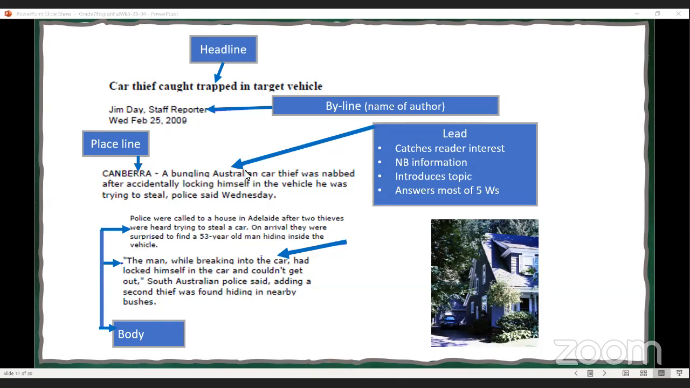All right, so a bungling Australian car thief, that really gets my interest, bungling. Oh my word, bungling. And he was nabbed, that catches my interest, after accidentally locking himself. How do you accidentally lock yourself in a car? So that definitely catches my interest. And the car he was trying to steal, police said on Wednesday. So it tells me where, who, and when, and it introduces the topic. All right, the next one I think I already gave away to you.